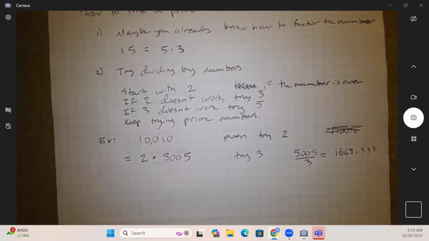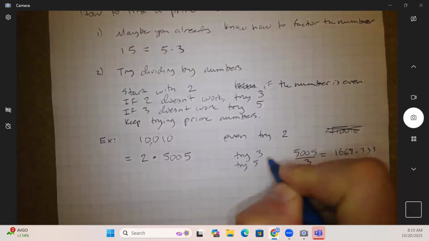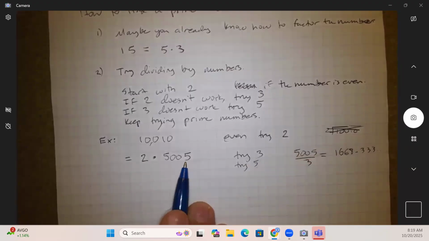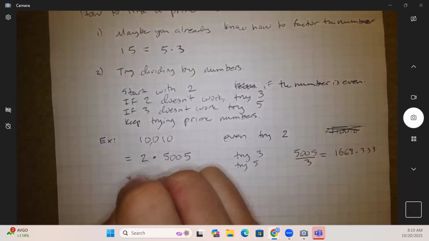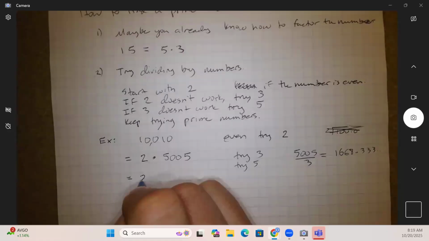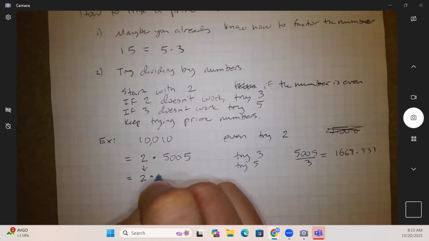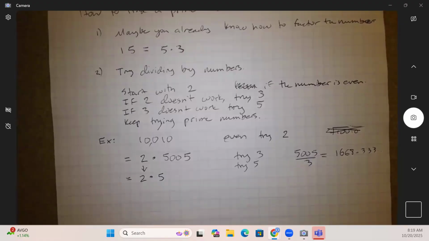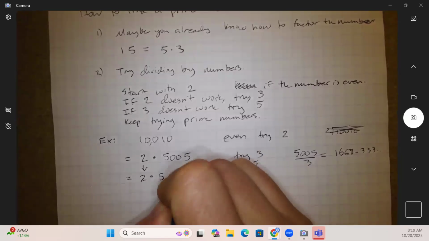Okay, 3 didn't work, that's okay. So now let's try 5, because that's the next one. Also, as Jesse noticed, any number that ends in a 5 is divisible by 5. So that would be a good idea anyway. The reason I want you to write it vertically is so you can keep track of all these primes as you're factoring them out. The 2 comes straight down, and then we split by 5. And we get 1,001.